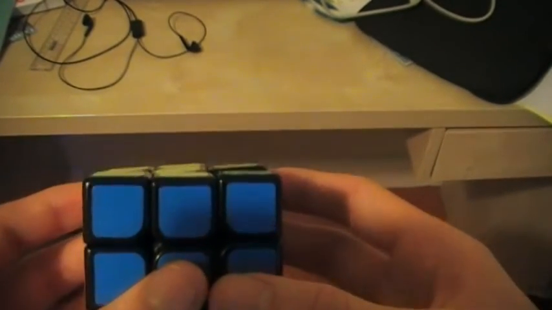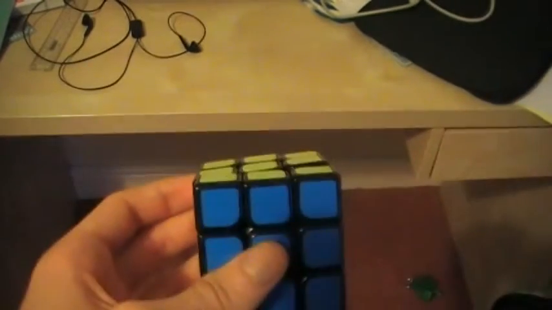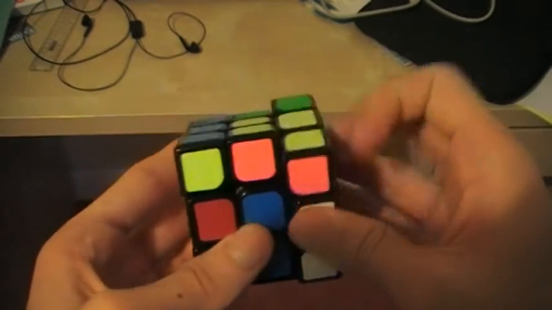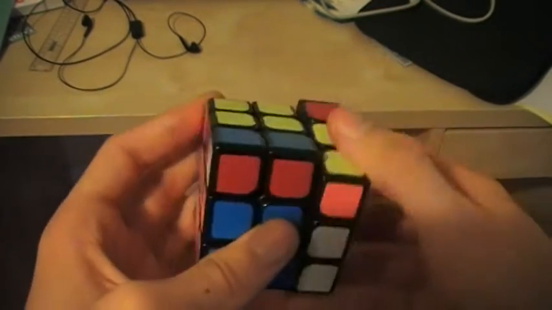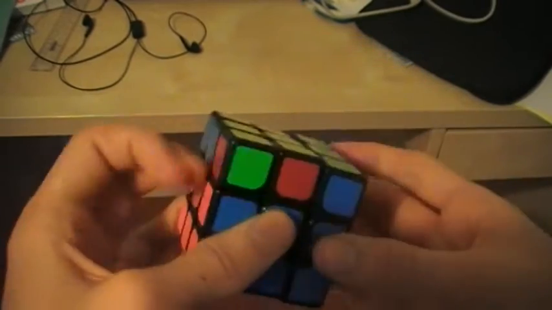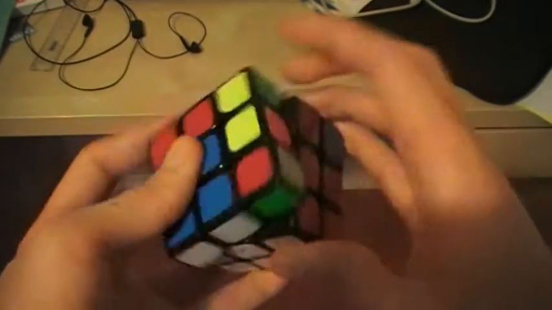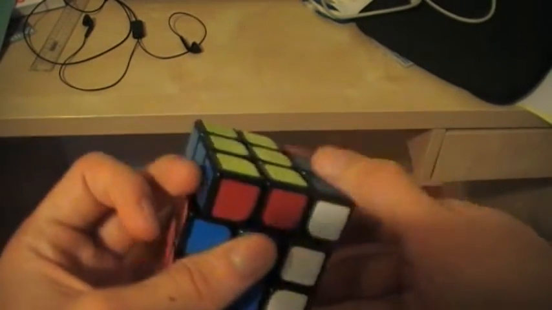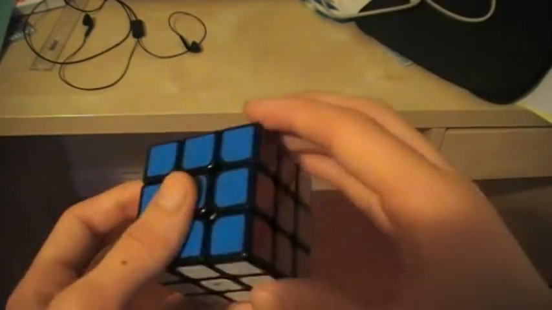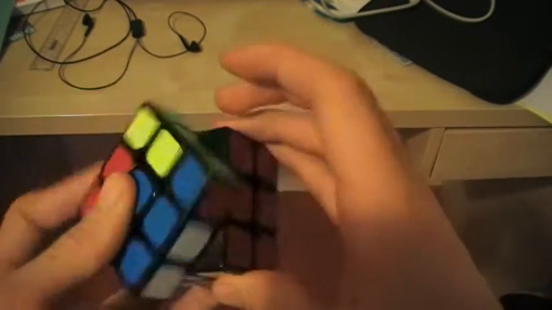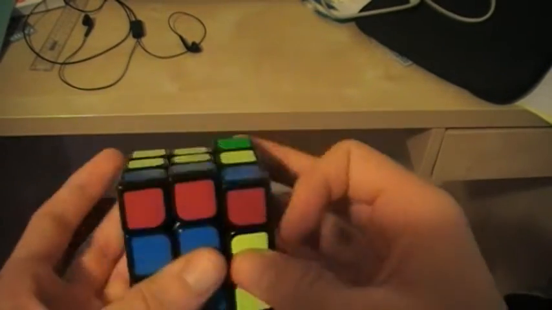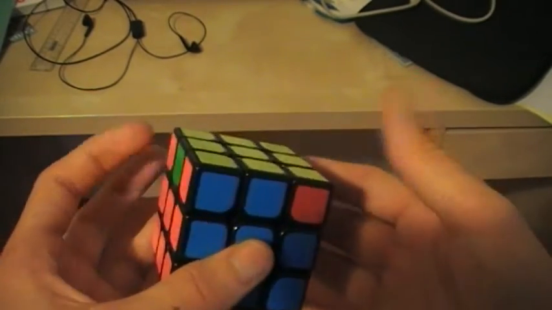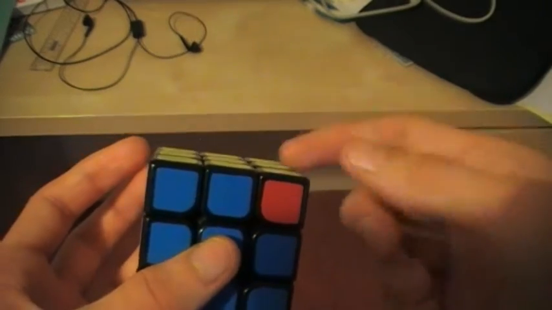Next, RA. This one is again similar to J perm, but with some U2 moves in there. U2, U2. Wait a second. Yeah, sorry. U2, U2, U, R, U2, R prime. So once again, just a J perm with U2, U2, and then I said U, R, U2, R prime, which is just like doing those 2 U2s and then a soon afterwards.